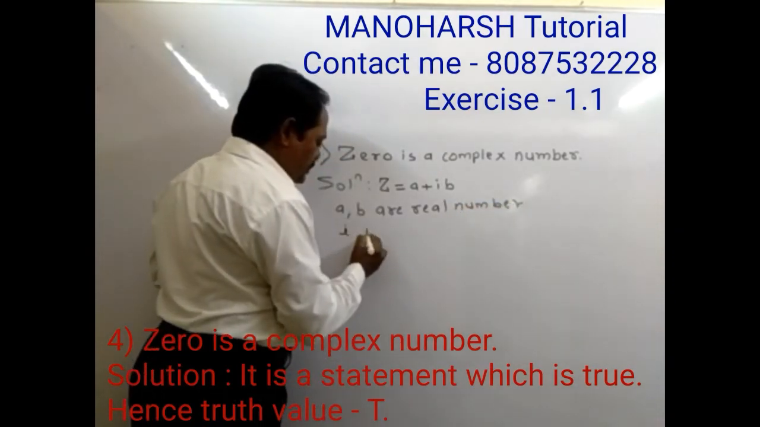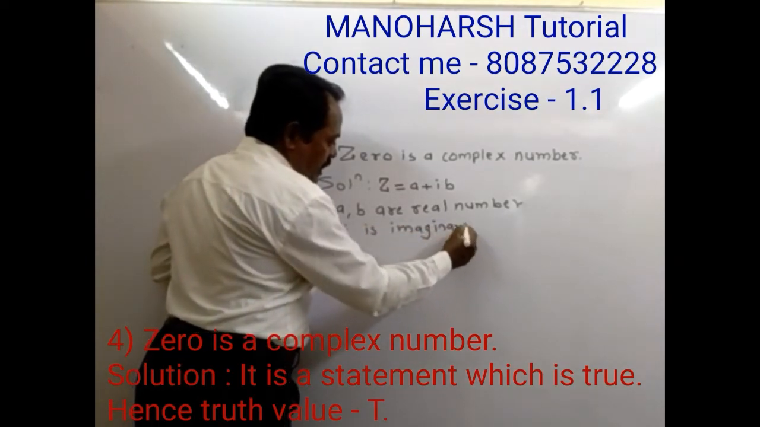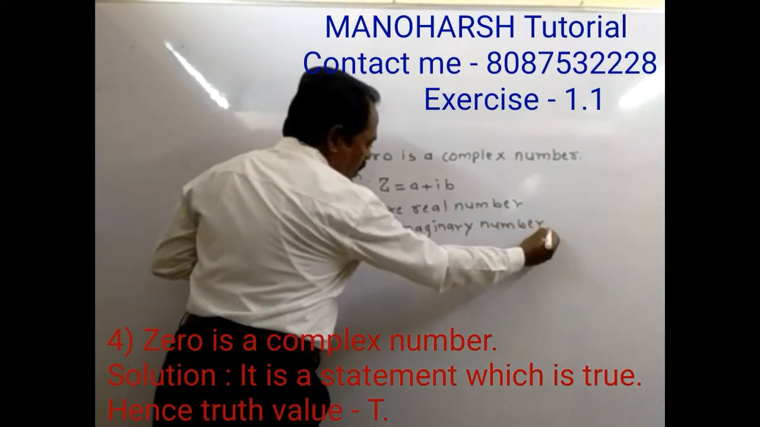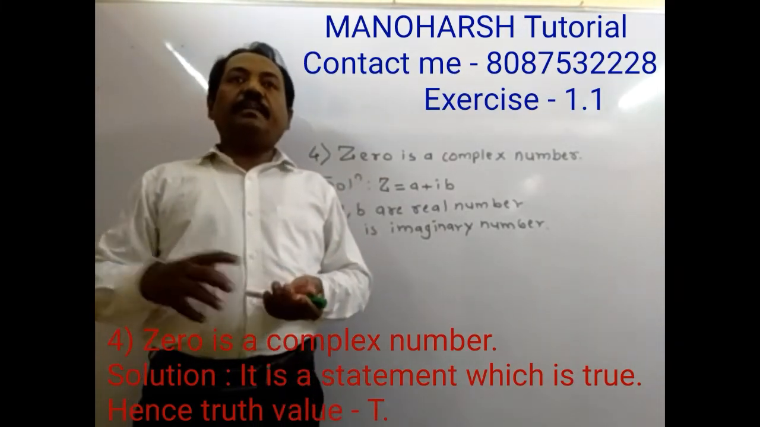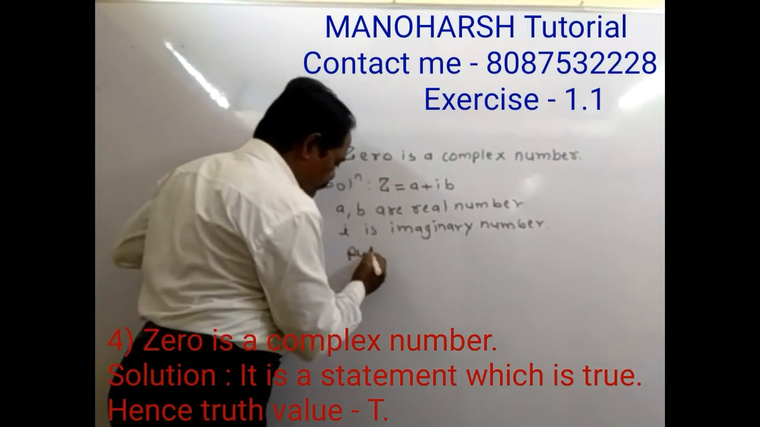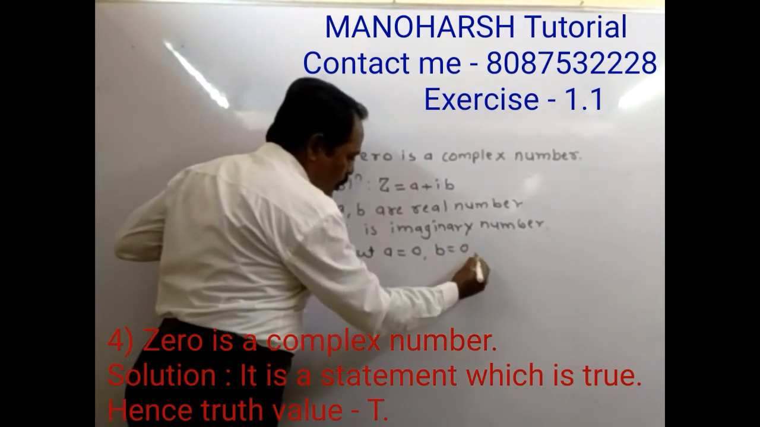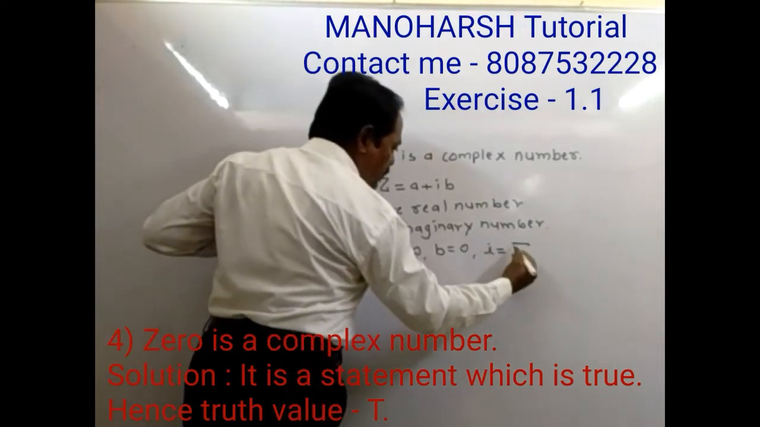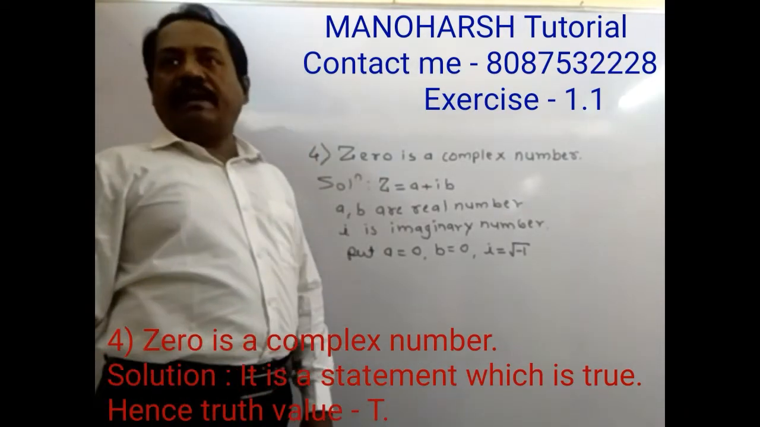and i is an imaginary number. So a and b are real numbers, so a and b may be 0. So if you put a is equal to 0, b is equal to 0, and the value of i, the imaginary number, is what? Square root of minus 1. i का वैल्यू कितना होता है? Square root of minus 1.